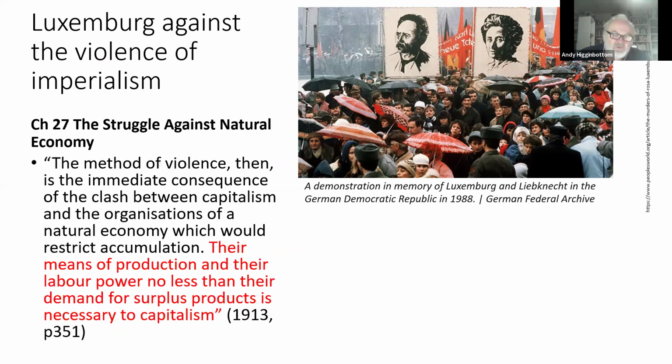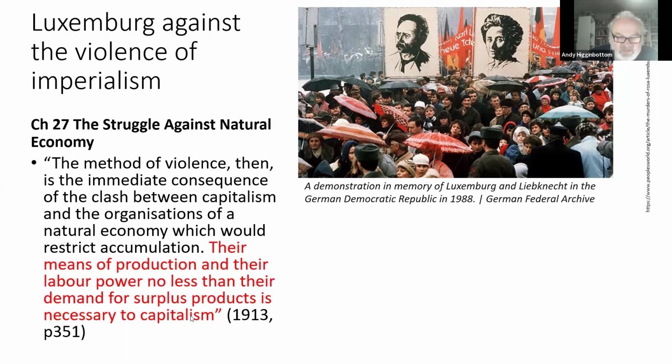But just also to go back to Rosa Luxemburg from the last lecture, her contribution was very significant politically. She was an outstanding opponent of the violence of imperialism, and in fact gave her life in that struggle. So it's important to remind ourselves, particularly in what's happening in the world today, how she saw violence as being integral to the very nature of the capitalist system.